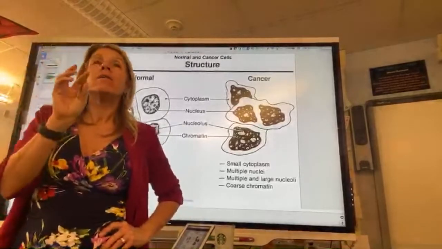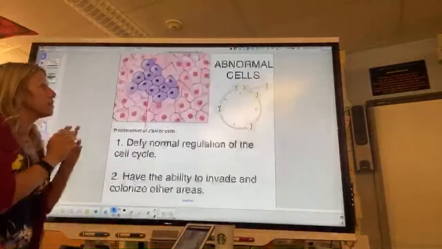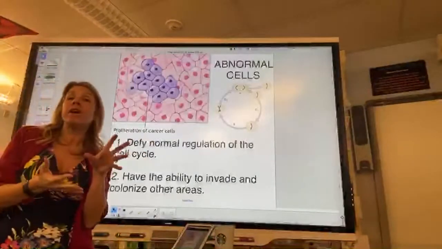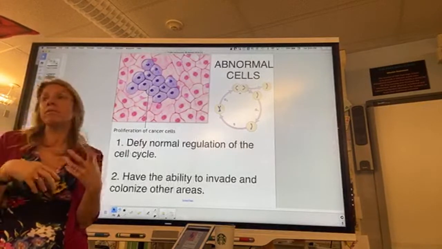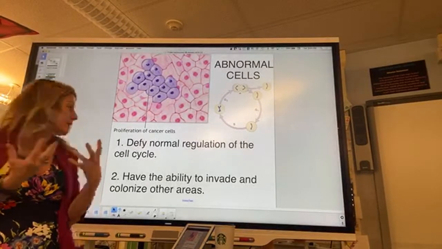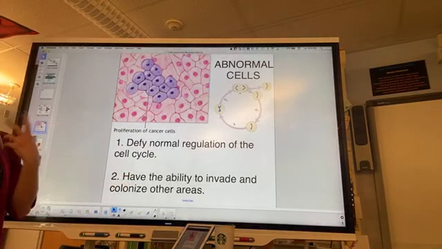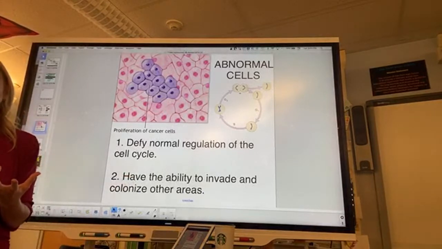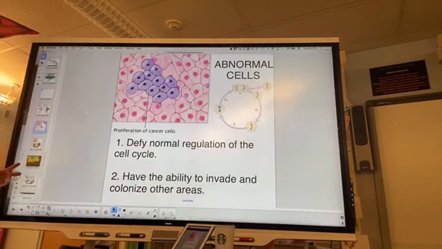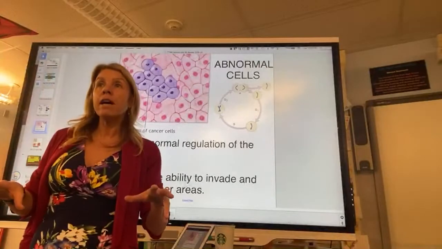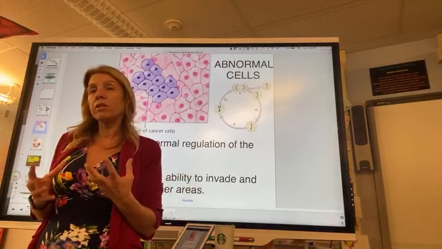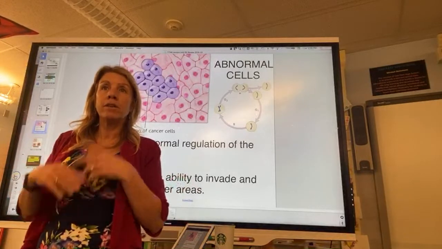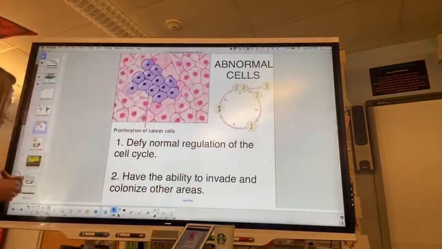All right. Now, the big problem with cancer cells is they defy normal regulation. Normally there has to be a signal, let's say, to move the cell cycle forward, and they defy that. And they have the ability to metastasize, to spread to other areas. And that spreading is bad because when it spreads to these other areas, they set up camp, and then the cells in that particular area can't do their job, and you have too many of these cancerous cells.